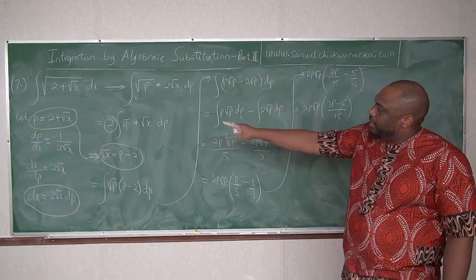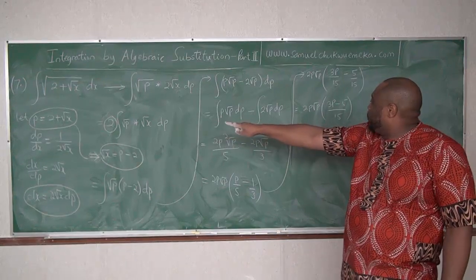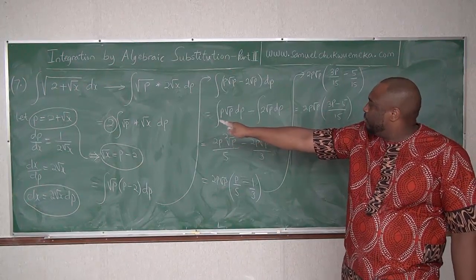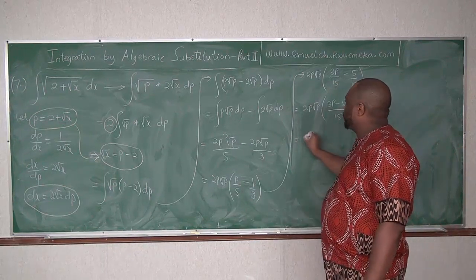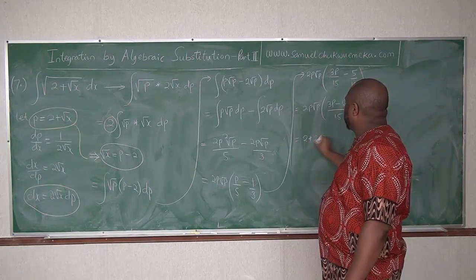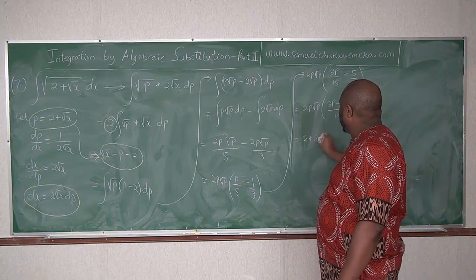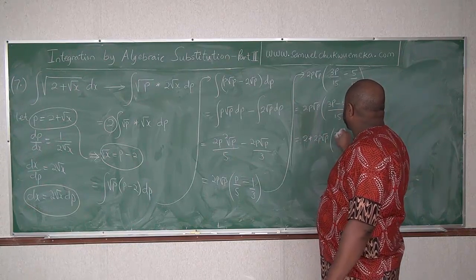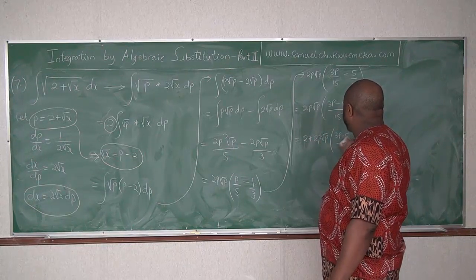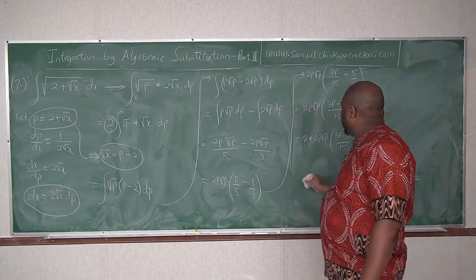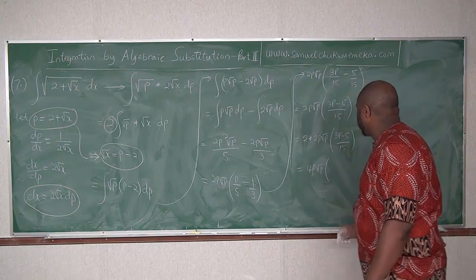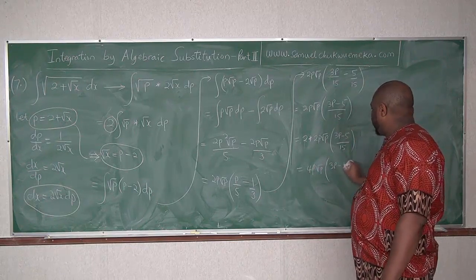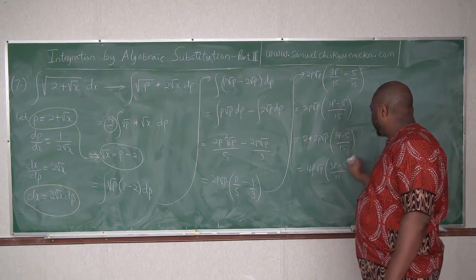Okay, let's get back that 2. You see that 2? We still have that 2. So let's put back that 2. So this will give us 2 times 2p root p times 3p minus 5 over 15. So we have 4p root p times 3p minus 5 over 15.